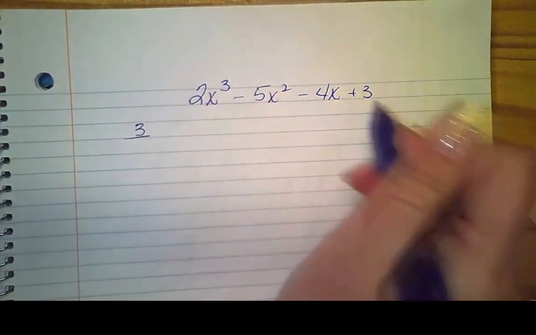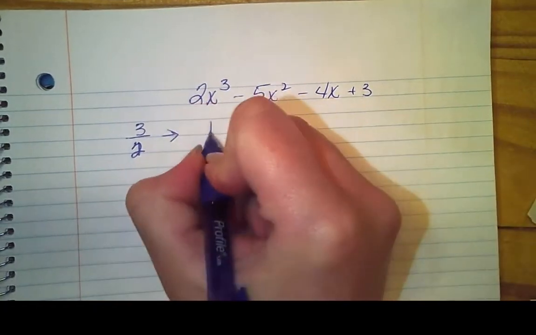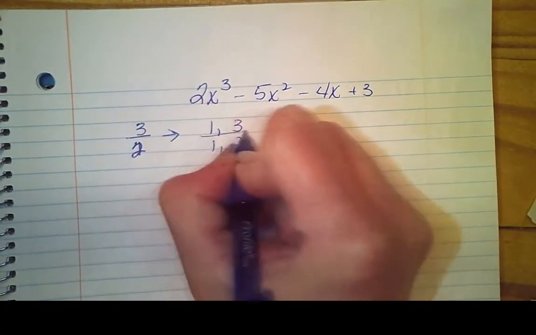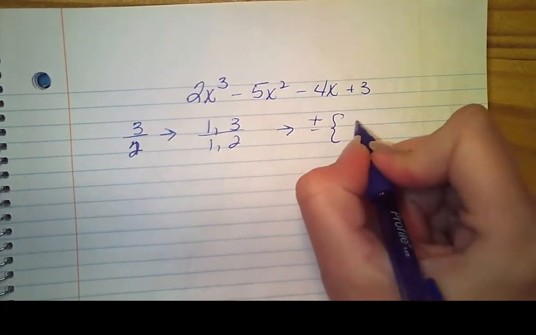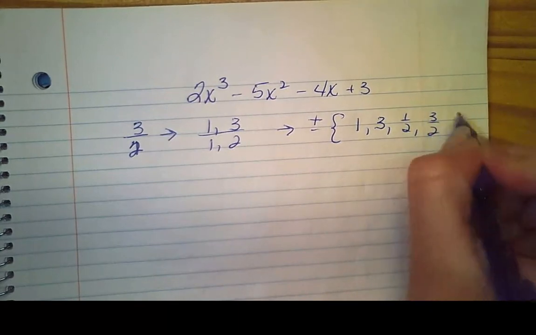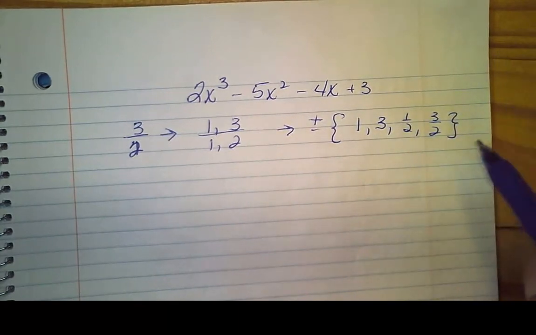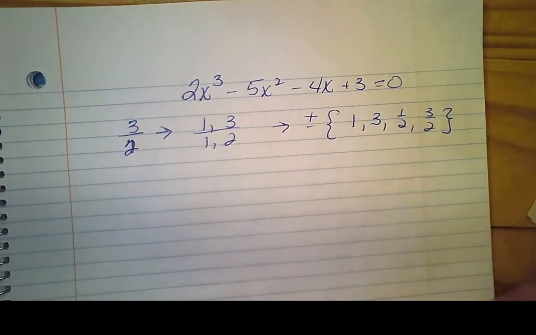Numbers that multiply together for 3 over numbers that multiply together for 2 will give me 1 and 3 and 1 and 2. So the numbers that I'm going to try are going to be 1, 3, a half, and 3 halves. Now, if this was factorable, I could just factor it and be done. But it's not factorable. So I'm going to have to find some answer first.